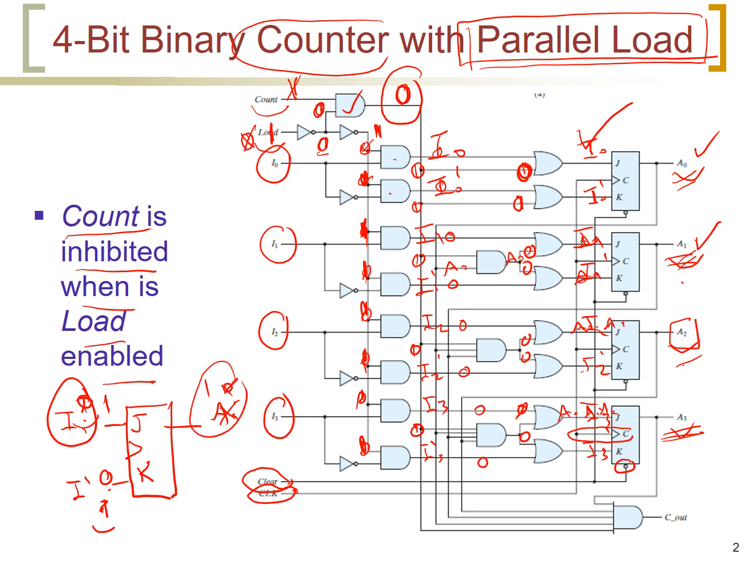Therefore, when load is 1, the values of I0, I1, I2, I3 will appear at the outputs of the flip-flops here. So this will be I0, I1, I2, and I3. Finally, when all the outputs of the flip-flops are ones, when this is 1 and 1 and 1 and 1, and the count is enabled, we find that this will be equal to 1, which usually we take to the next stage.